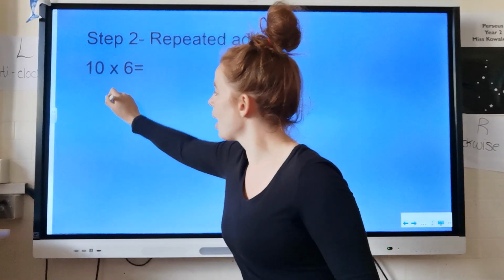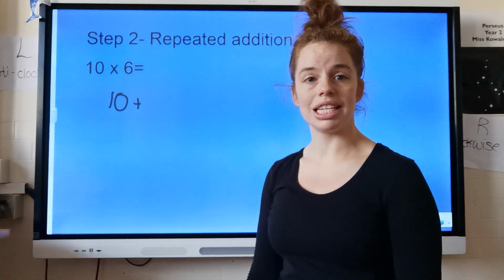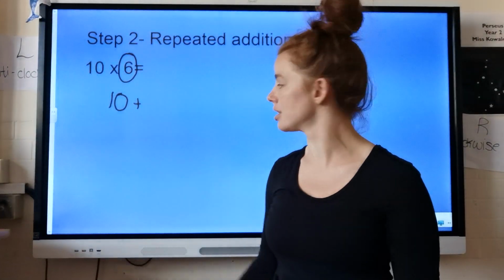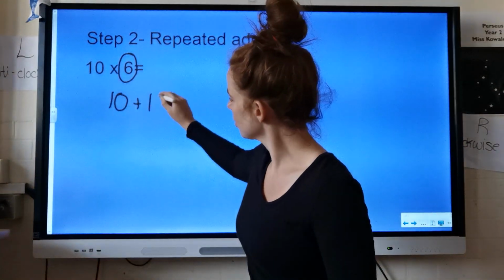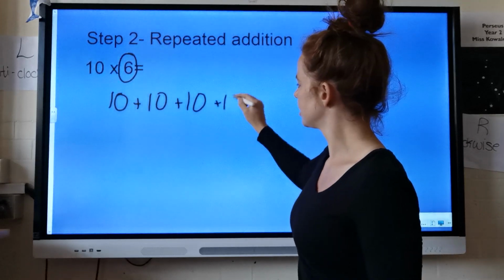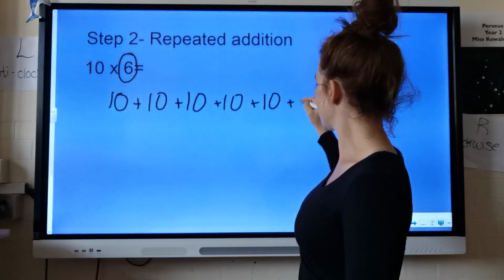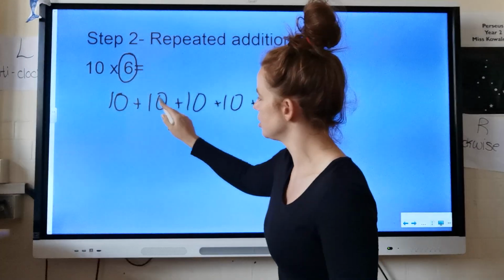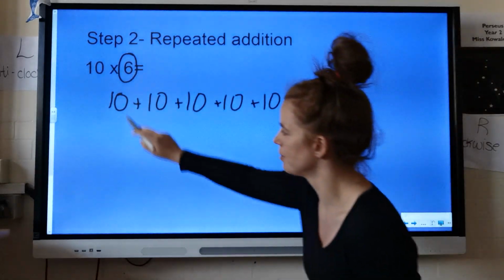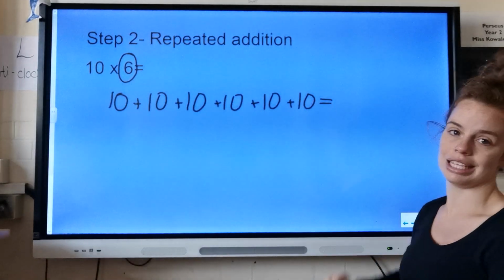So we then write 10 plus, and what we need to do is add 10 6 times, because it's 10 times 6. So there's 1, 2, plus 10, 3, plus 10, 4, plus 10, 5, plus 10, 6. We have 1, 2, 3, 4, 5, 6. So we have 10 plus 10 plus 10 plus 10 plus 10 plus 10 equals.